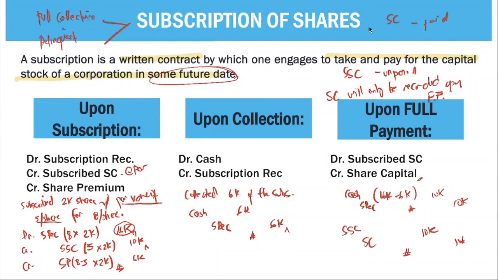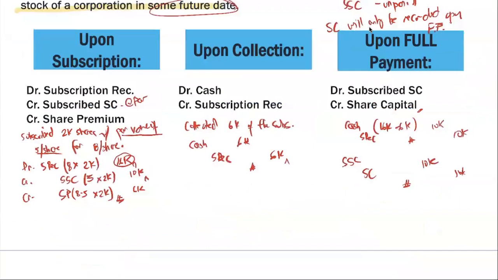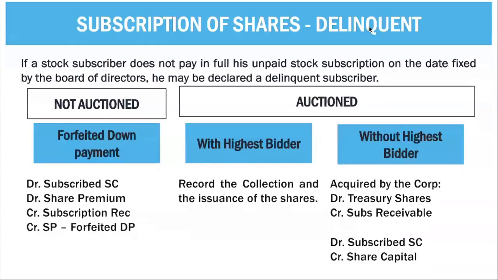So when we say full collection, of course, we receive the full payment. But if there is the delinquent, there is a subscription. However, it was not fully paid. So how do we treat your delinquent shares? This happens if ever the whole amount of the subscription is not paid. Therefore, he may be declared as a delinquent subscriber. So if that is a delinquent subscriber, you need to know whether it is auctioned or not auctioned. If it's not auctioned, it is treated as a forfeited down payment.